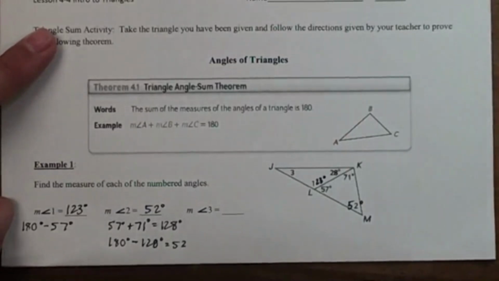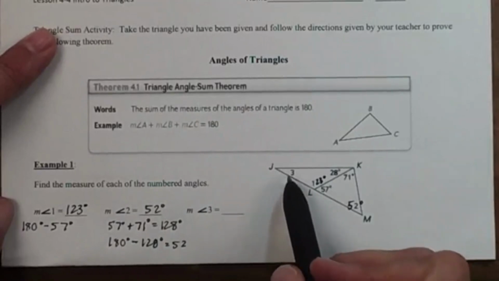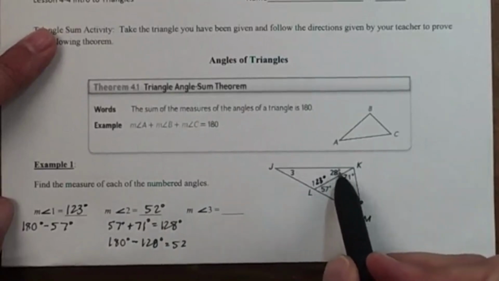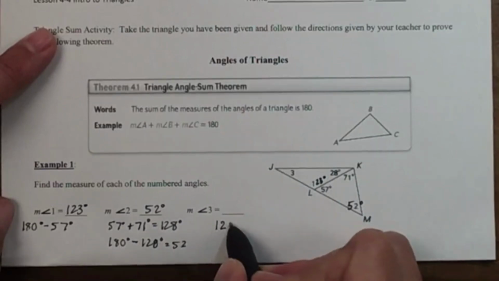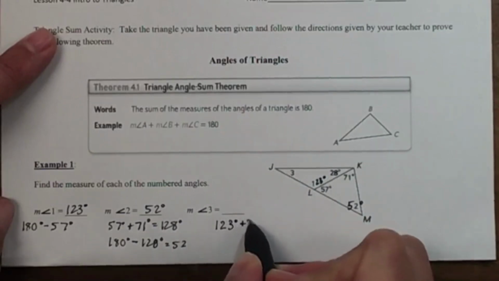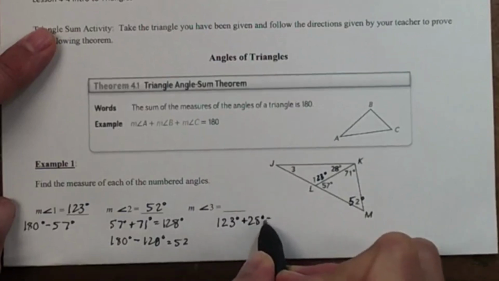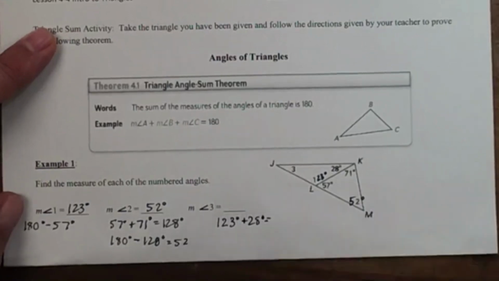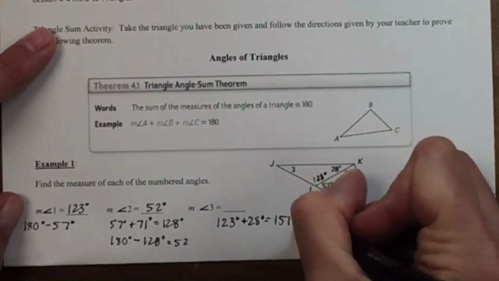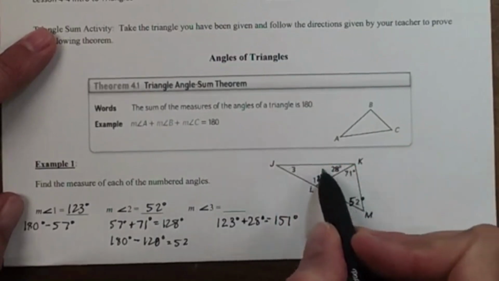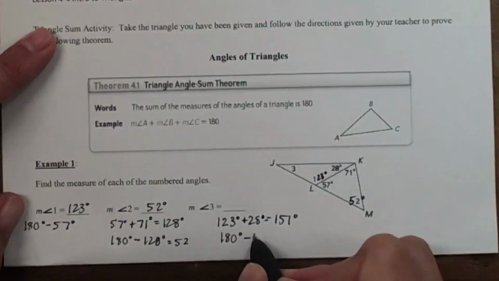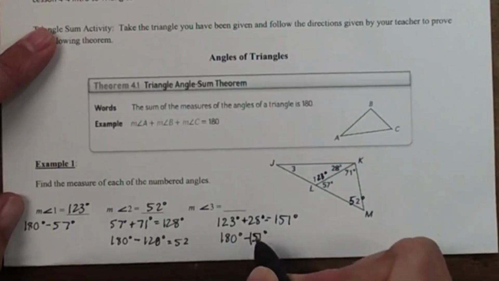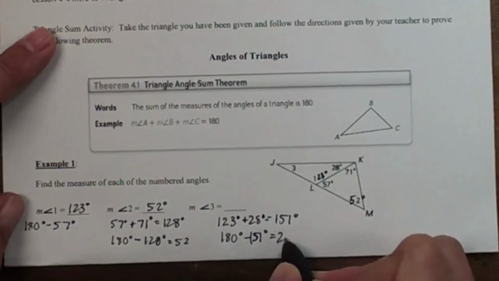Now I'm going to use the triangle angle sum theorem to find this angle 3. Once again, I have these two angles here. I can add them together, and I'm going to get 151. And then to find the measure of angle 3, I'm going to subtract that from 180. And that's going to give me 29.